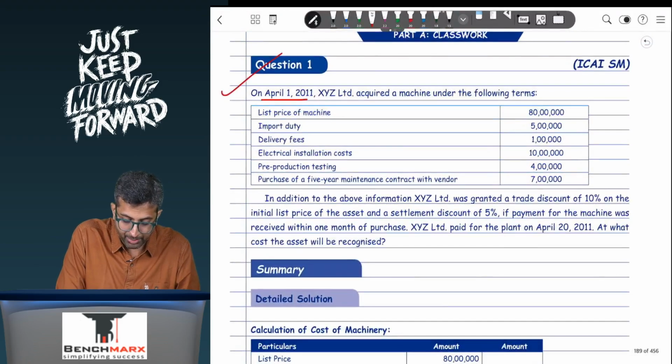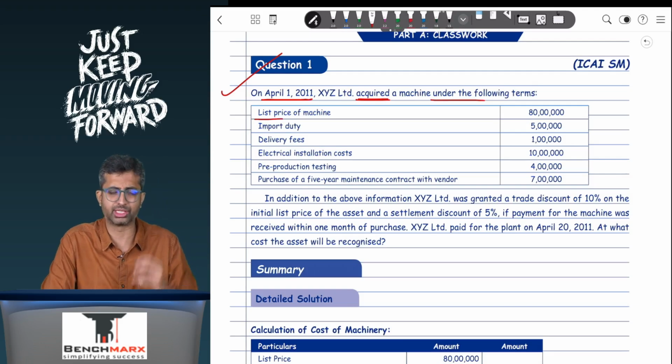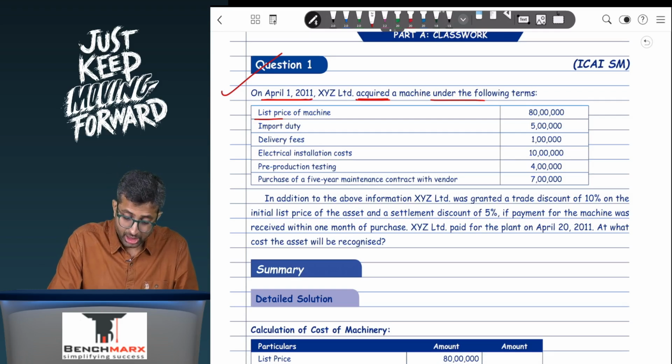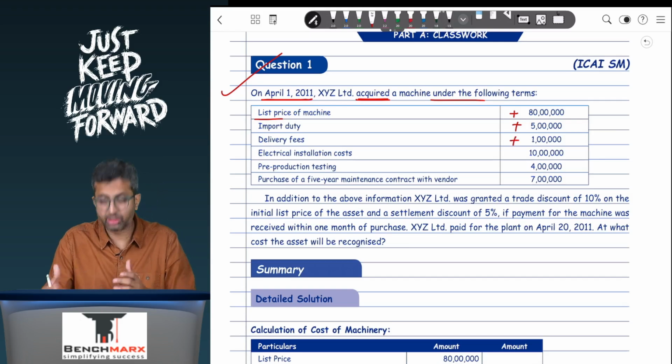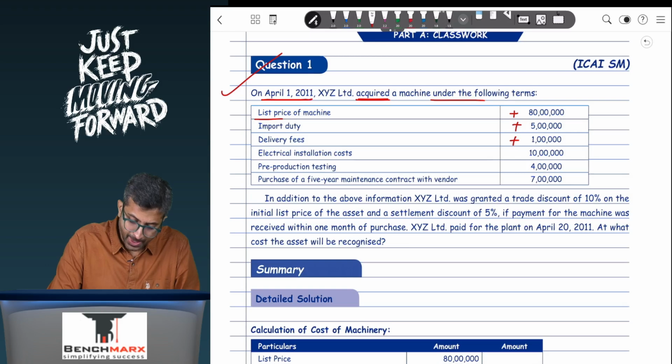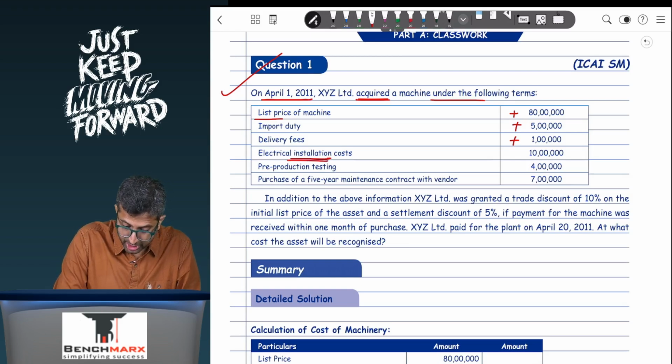On 1st April 2011, X acquired a machine under the following terms. Okay. List price of the machine. What do you guys think? Should this be a part of the cost? Yes. Import duty. Should this also be a part of cost? Yes. Delivery fees. Well, it is to get the asset in the location and condition desired. Should this be a part of cost? Well, yes. Electrical installation cost.